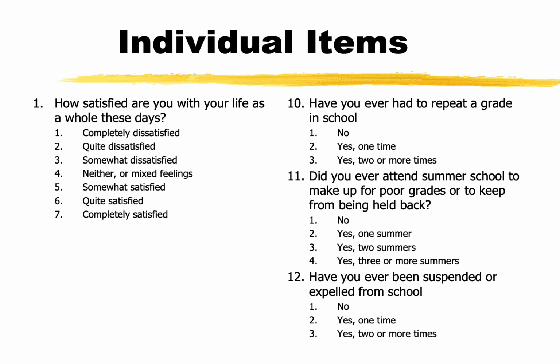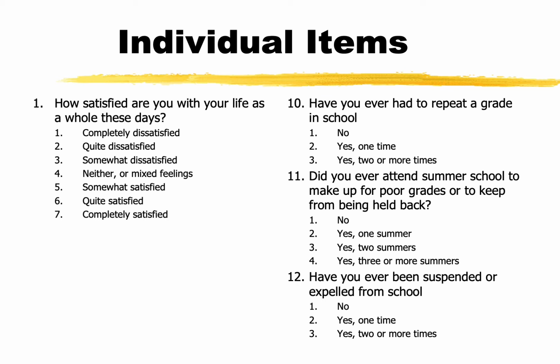Let's look at some examples from a standardized survey. On the left, we see an item that's trying to measure satisfaction with one's life. The question is, how satisfied are you with your life as a whole these days? And the response options range from completely dissatisfied to the other end, completely satisfied. So the 7 options provide variability along the dissatisfaction and satisfaction dimension.